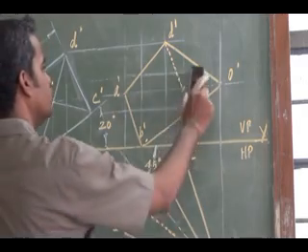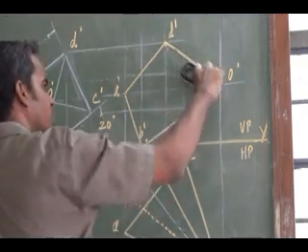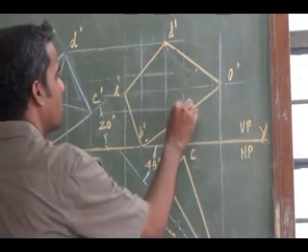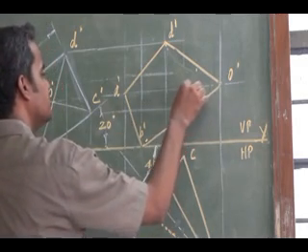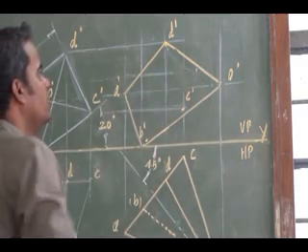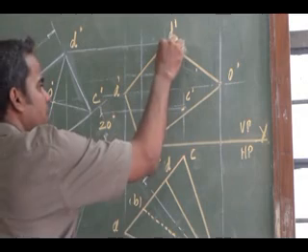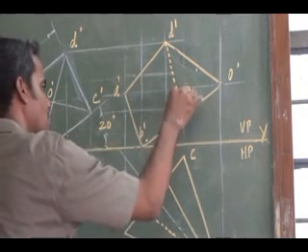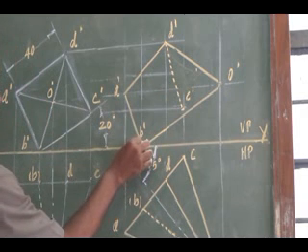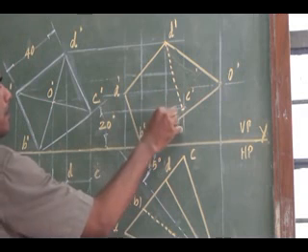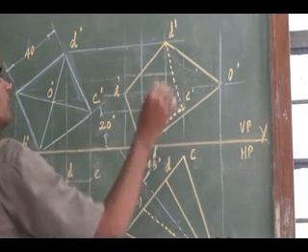C dash. Sorry, C is here. Same mistake I have done. The C is here. This is my C dash. So C to D base edge is hidden for me. Then similarly B to C base edge is hidden for me.